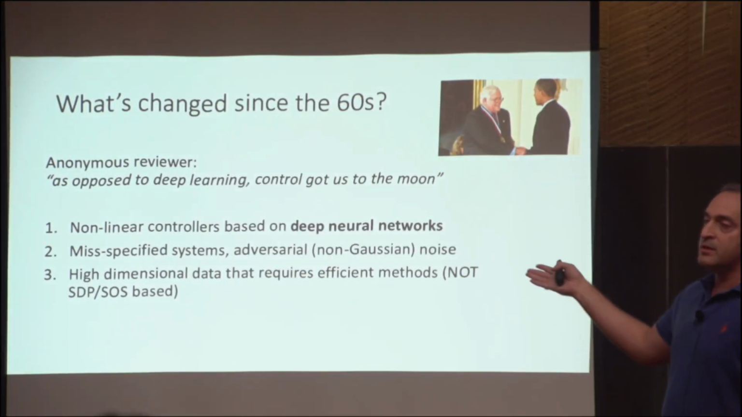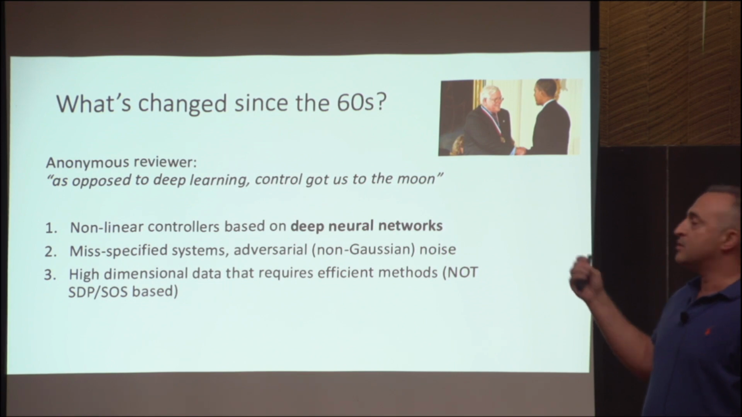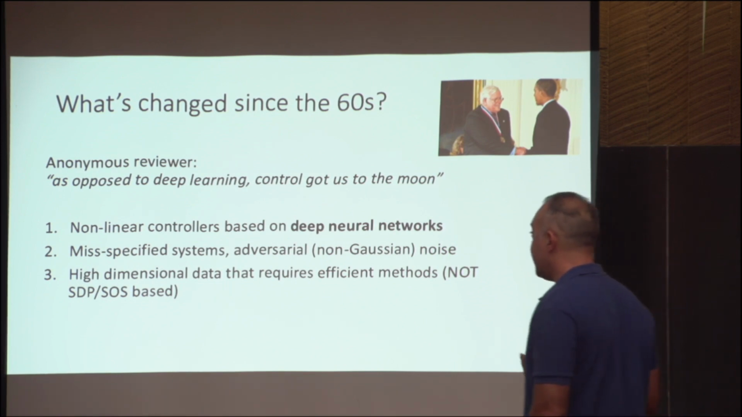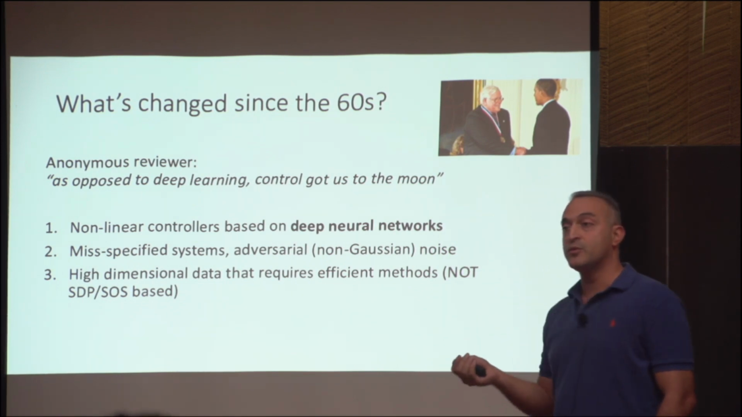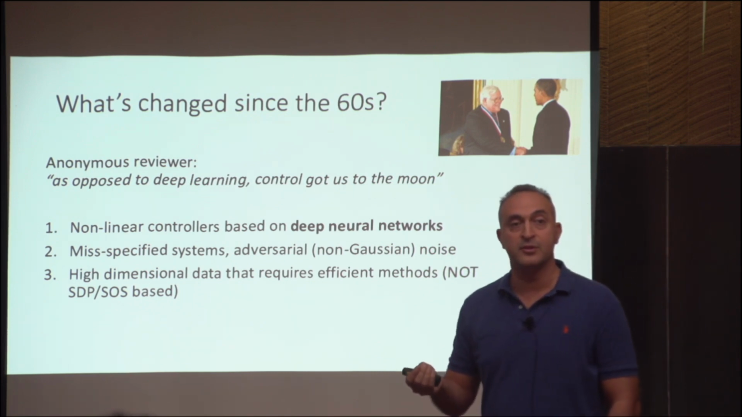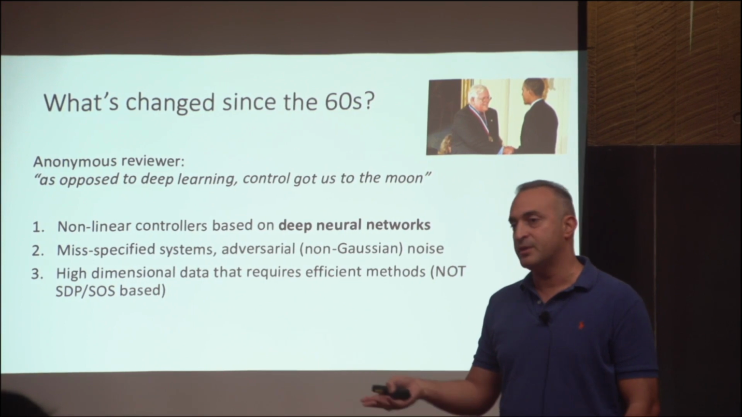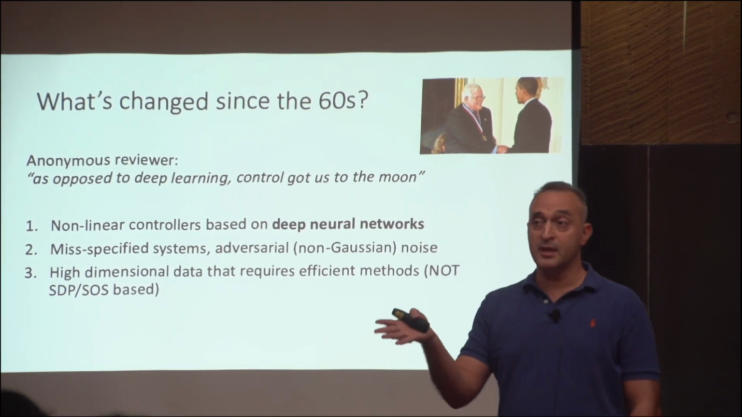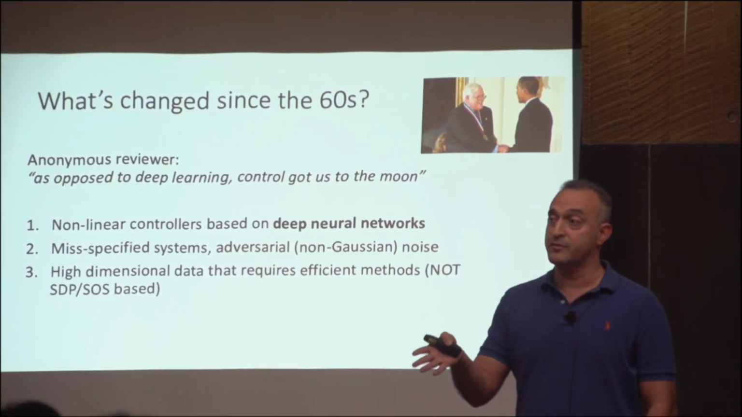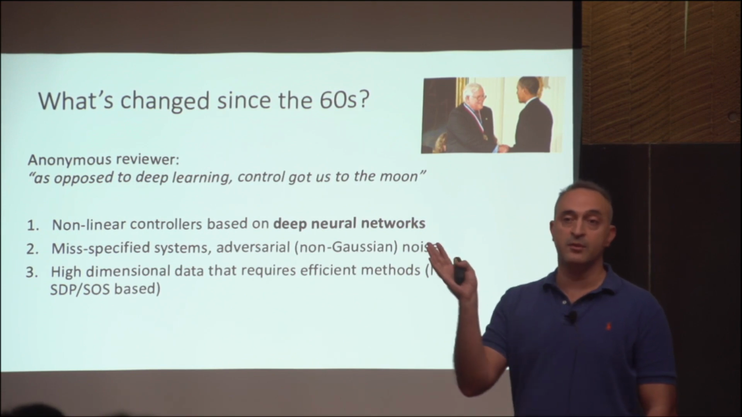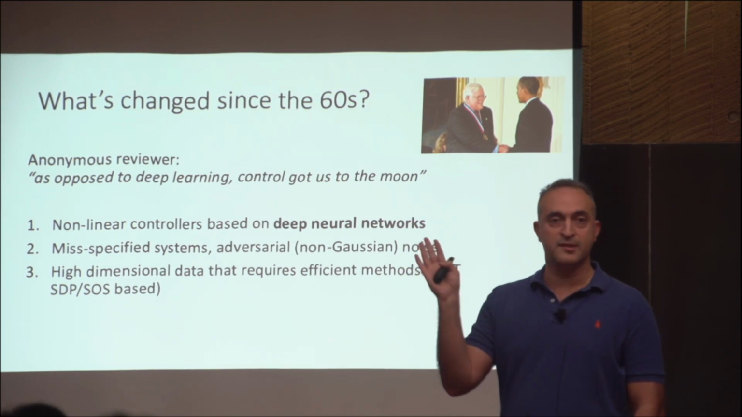So noise can be non-stochastic, Gaussian, and so on. We have high-dimensional data for which we want efficient algorithms. And by efficient, I mean, it is common in the control literature to use sum of squares relaxation, semi-definite programming relaxations. These are polynomial time algorithms, but they are not practical. They're not efficient.